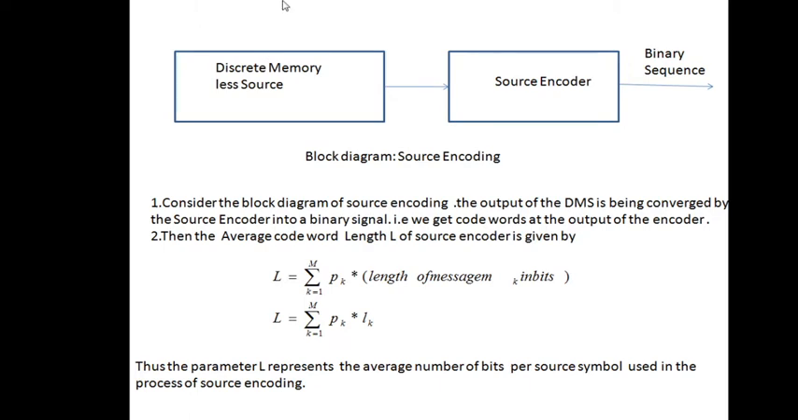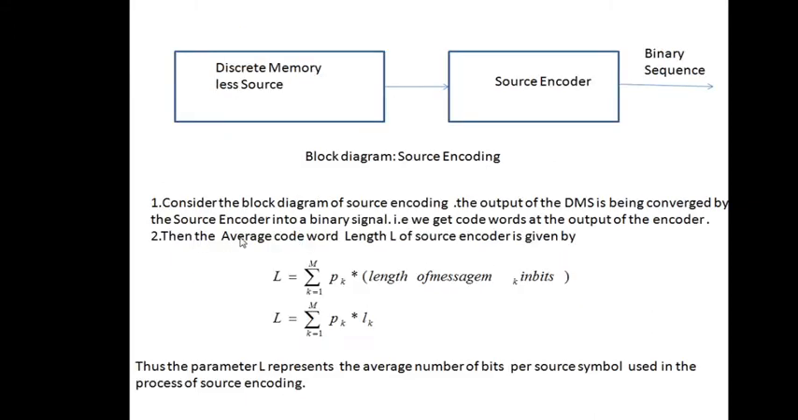Consider here a block diagram: a discrete memoryless source, which has no memory and is called a DMS, generates symbols S_k, and the source encoder produces a binary sequence. A discrete memoryless source can be mapped into a binary sequence of 0s and 1s.